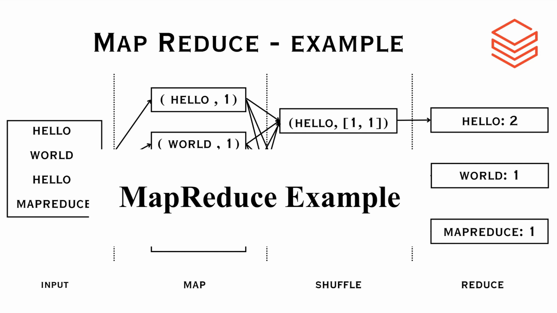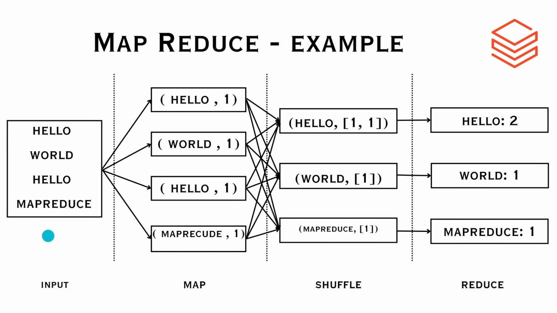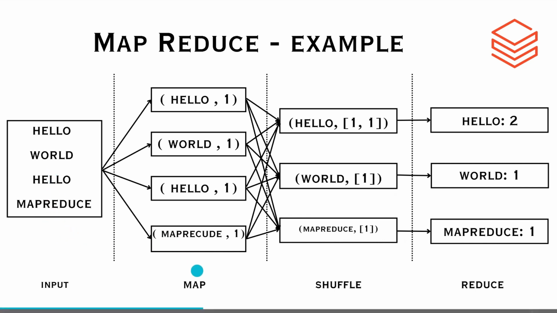Let's say you have one input file with this content: hello world, hello, and the map reduce. The first step is map, where the text data gets divided into smaller chunks, that is nothing but the words, and each word gets paired with the number 1 to represent its occurrence. So here it got divided into hello 1, world 1, hello 1, and then map reduce 1.